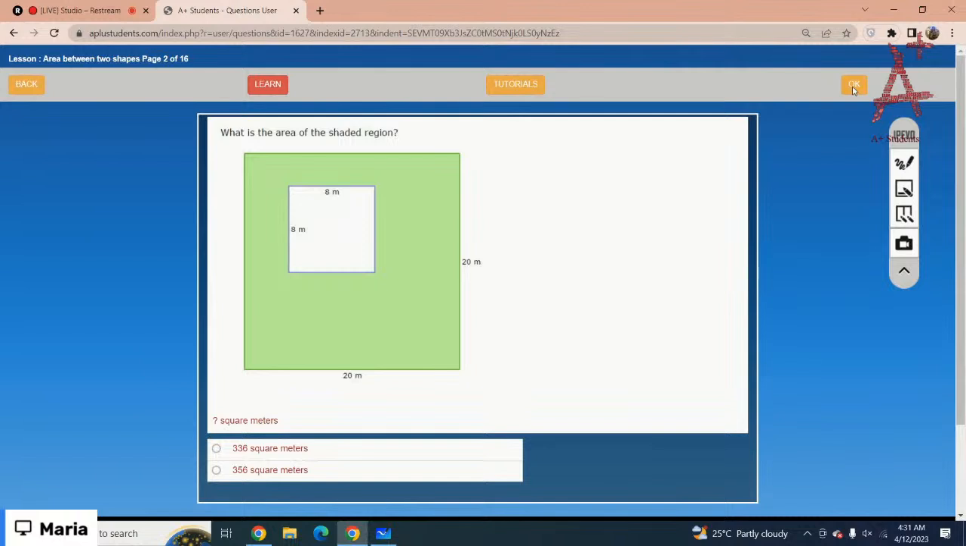Okay, what is the area of the shaded region? That's the same we did on the tutorial. 8 times 8 is 64 for the smaller one, and 20 times 20 is 400 for the greater one, outer one. So 400 minus 64 is, yes, that would be 336. Got it? That is exactly the same we did on the tutorial.